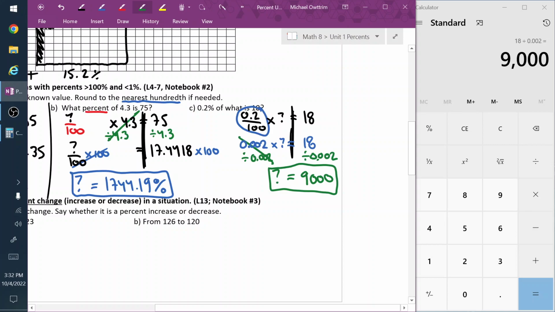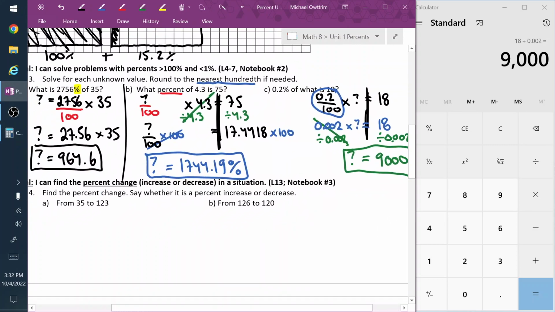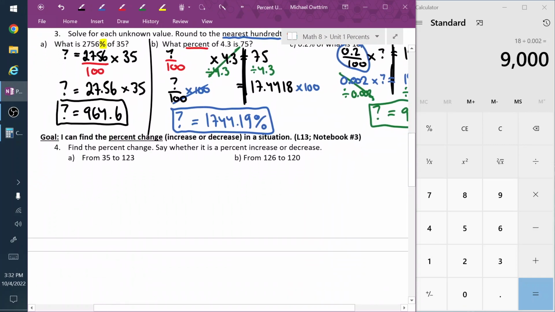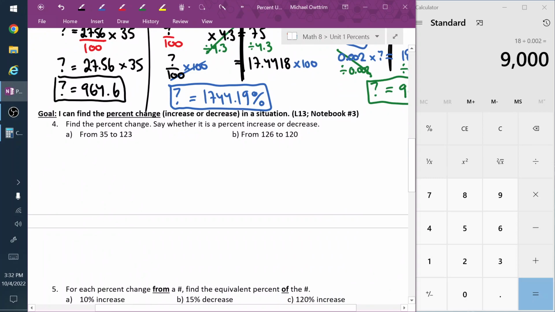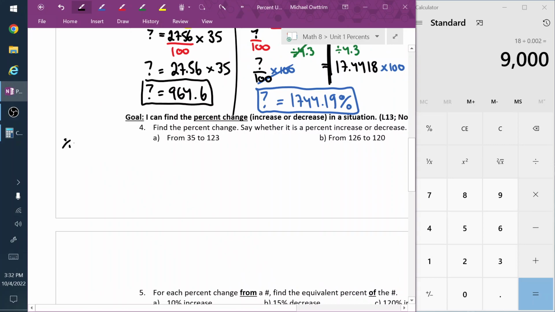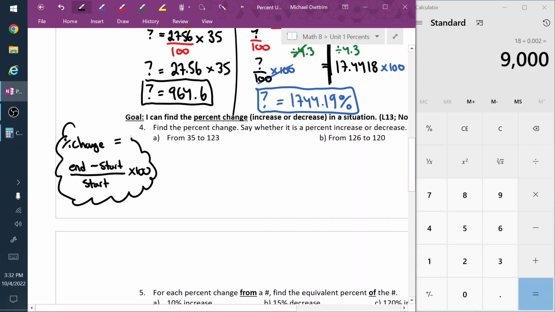Okay, so when we're solving, we want to translate our words into symbols, and then we're going to go ahead and follow our grade 7 solving steps. Next thing we talked about was finding our percent change. The formula for percent change is that percent change is equal to end value, subtract the start value, divided by the start value, and then multiplied by 100 to make it into a percent. So for each of these, we're just going to apply that formula for our percent change.